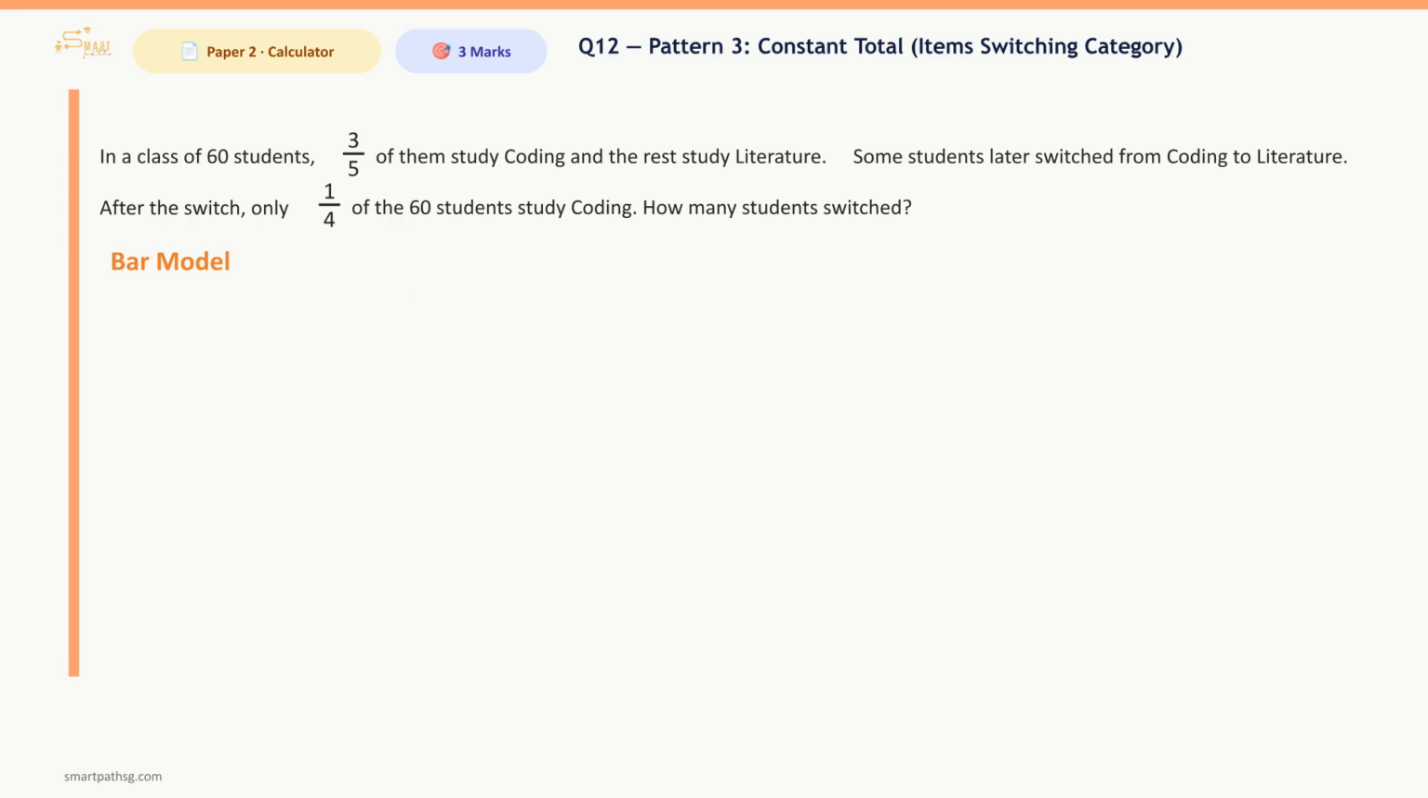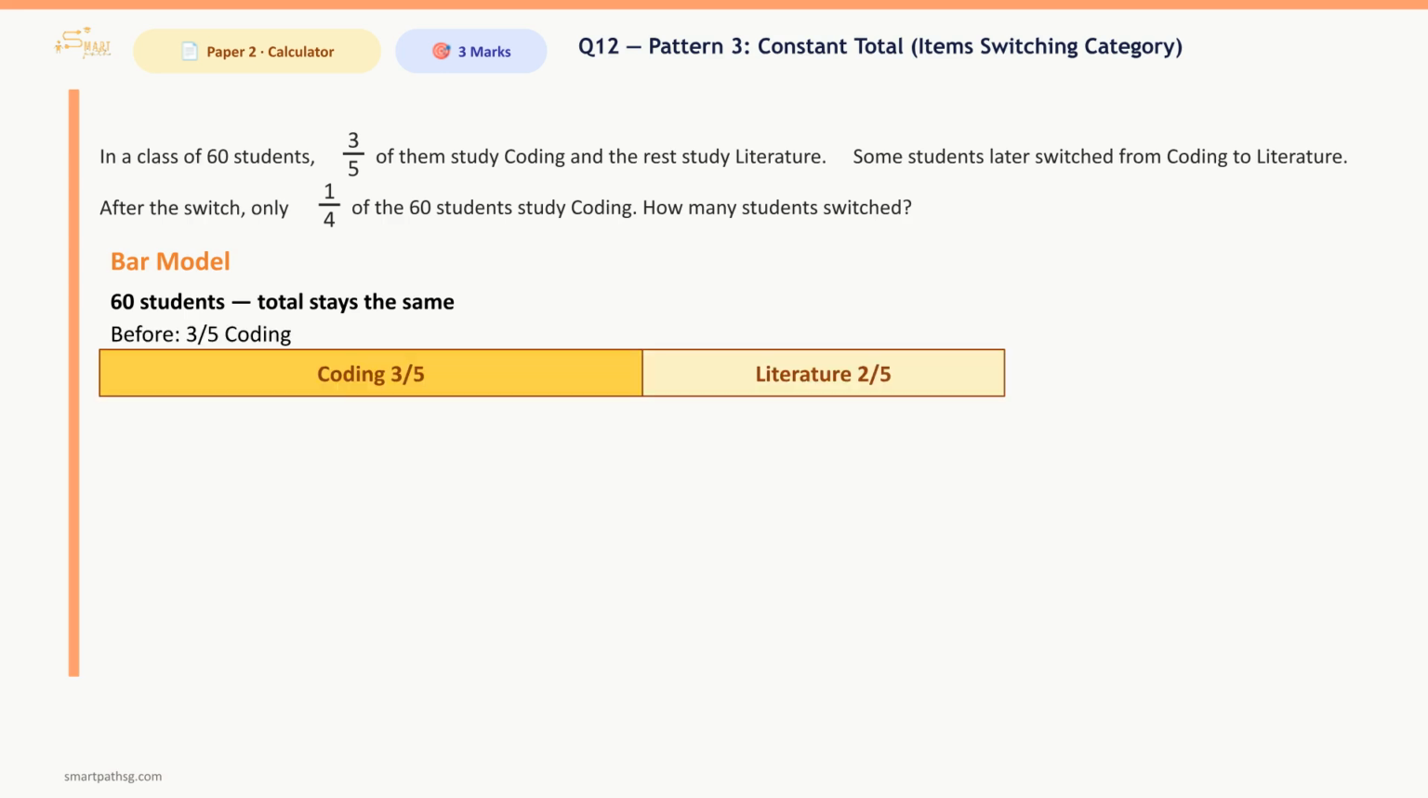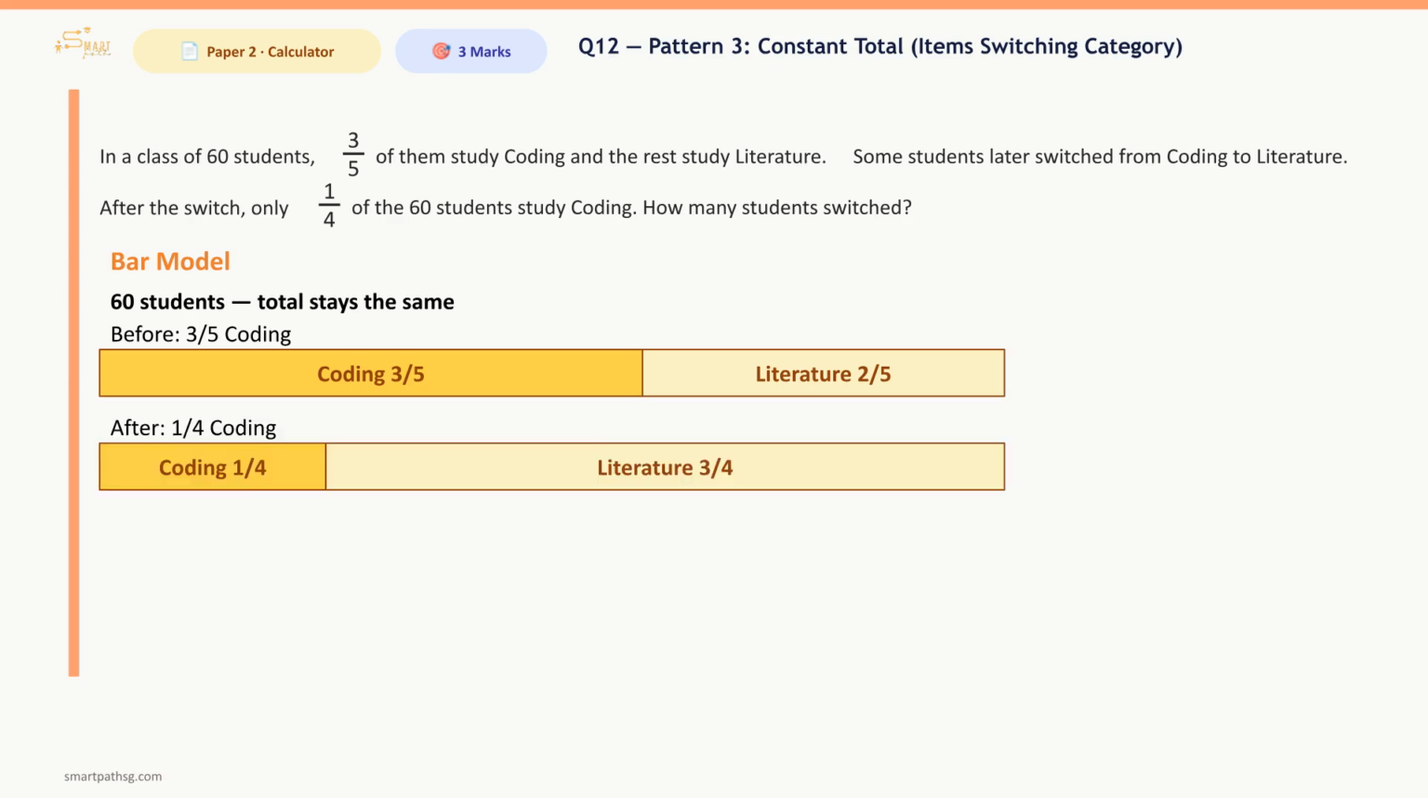Because the total is constant and given, this question is simpler than the last one. We don't have to worry about expressing before and after ratios with the same denominators. We can simply note that before, 3/5 of the students study coding, and after, 1/4 of the students study coding. Let's do the calculations next.